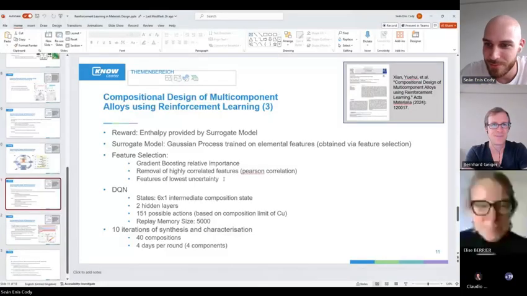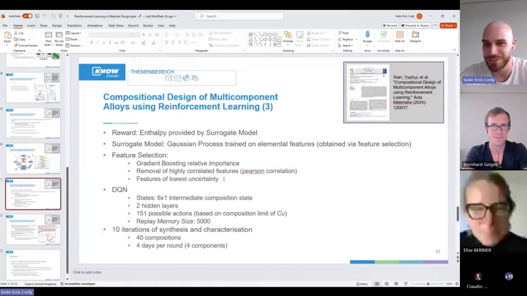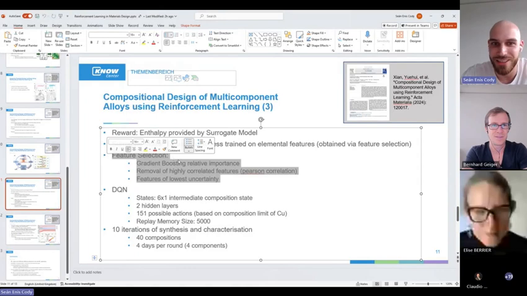Let me just reshare. I'm no longer sharing, am I? Because I shared the window instead of the screen. Give me a second. So right here. Can you see my screen now? Okay, yeah, perfect.